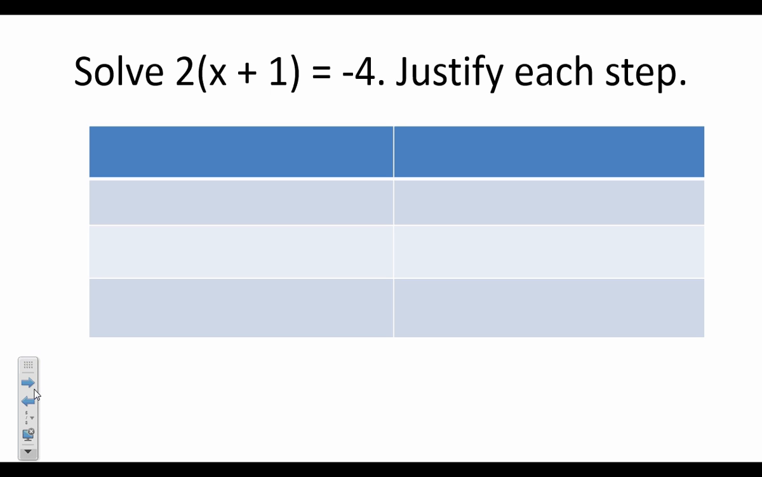So if we're going to solve this and justify each step, the first step was written down for you, which is to write down the equation and write the word given. That's the equation that we were given. So the next step in solving that is to do what? Most of the time we distribute, right? We take the 2 times x and the 2 times 1. So 2x plus 2 is now equal to negative 4.